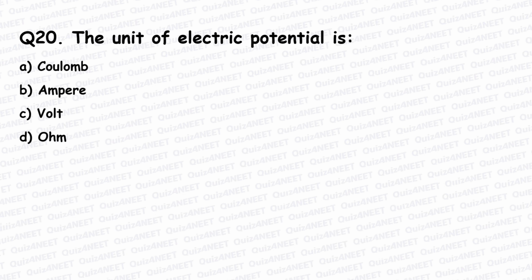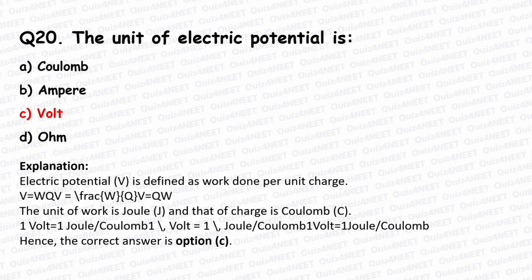Q20. The unit of electric potential is: A, coulomb; B, ampere; C, volt; D, ohm. Answer: C, volt. Explanation: Electric potential is defined as work done per unit charge, V equals W over Q. The unit of work is joule, J, and that of charge is coulomb, C. Hence, the correct answer is option C.